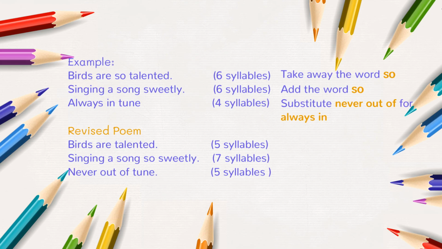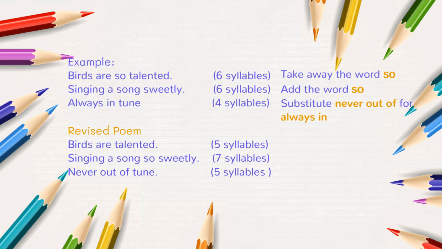Let's see. I know that so is 1 syllable. Therefore, I'm going to take that one word out of that line. Now we need to double check that line 1 does equal 5 syllables. Let's snap and see. Birds are talented. I counted 5. Looks like that line is complete. Now for line number 2.